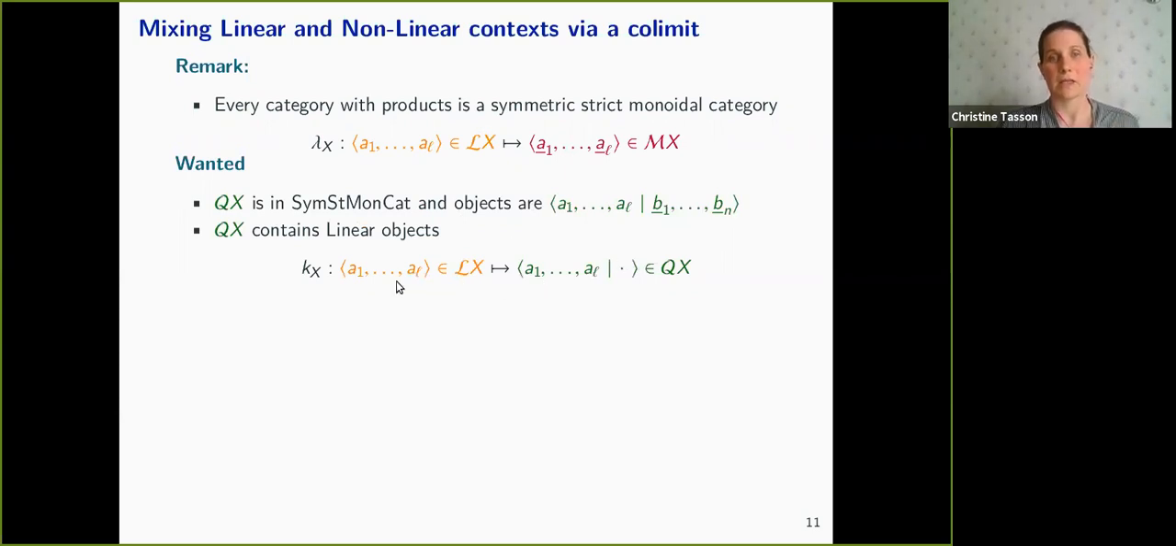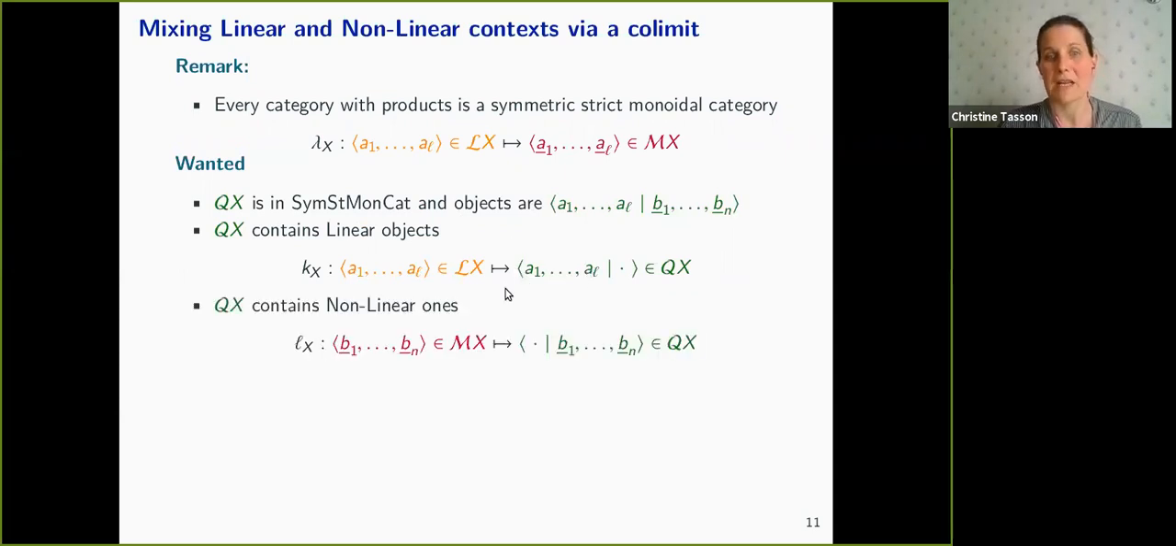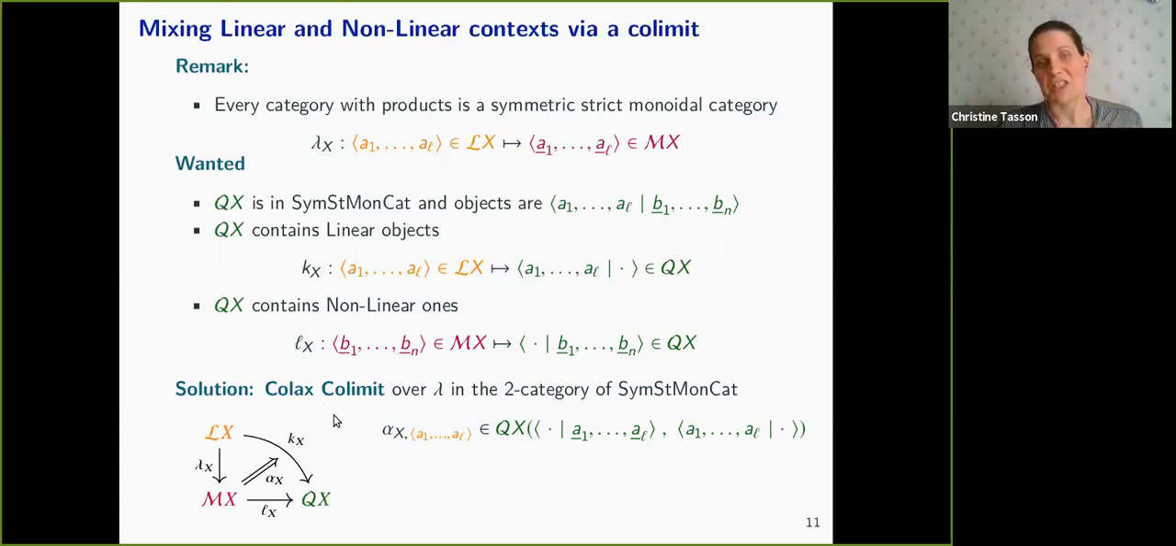The second thing that we want is a kind of embedding of linear types into mixed linear, nonlinear types that are just containing the linear ones. And similarly for nonlinear types, I want to be able to take a sequence of nonlinear types and put them in a mixed linear, nonlinear setting. So the solution is to apply the constructions that I just showed. I have a map from Lx to Mx, and then I build the codescent colimit, Qx.